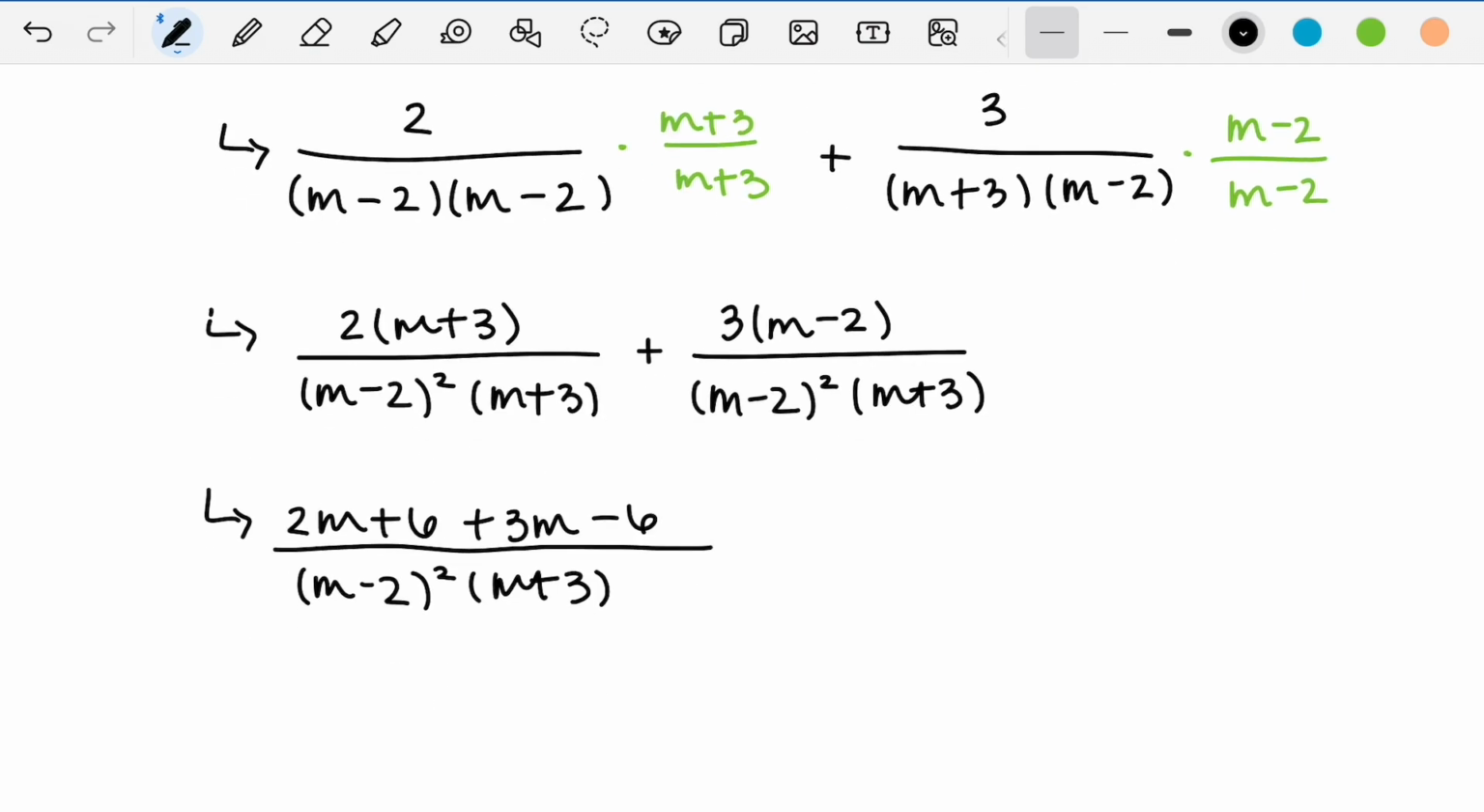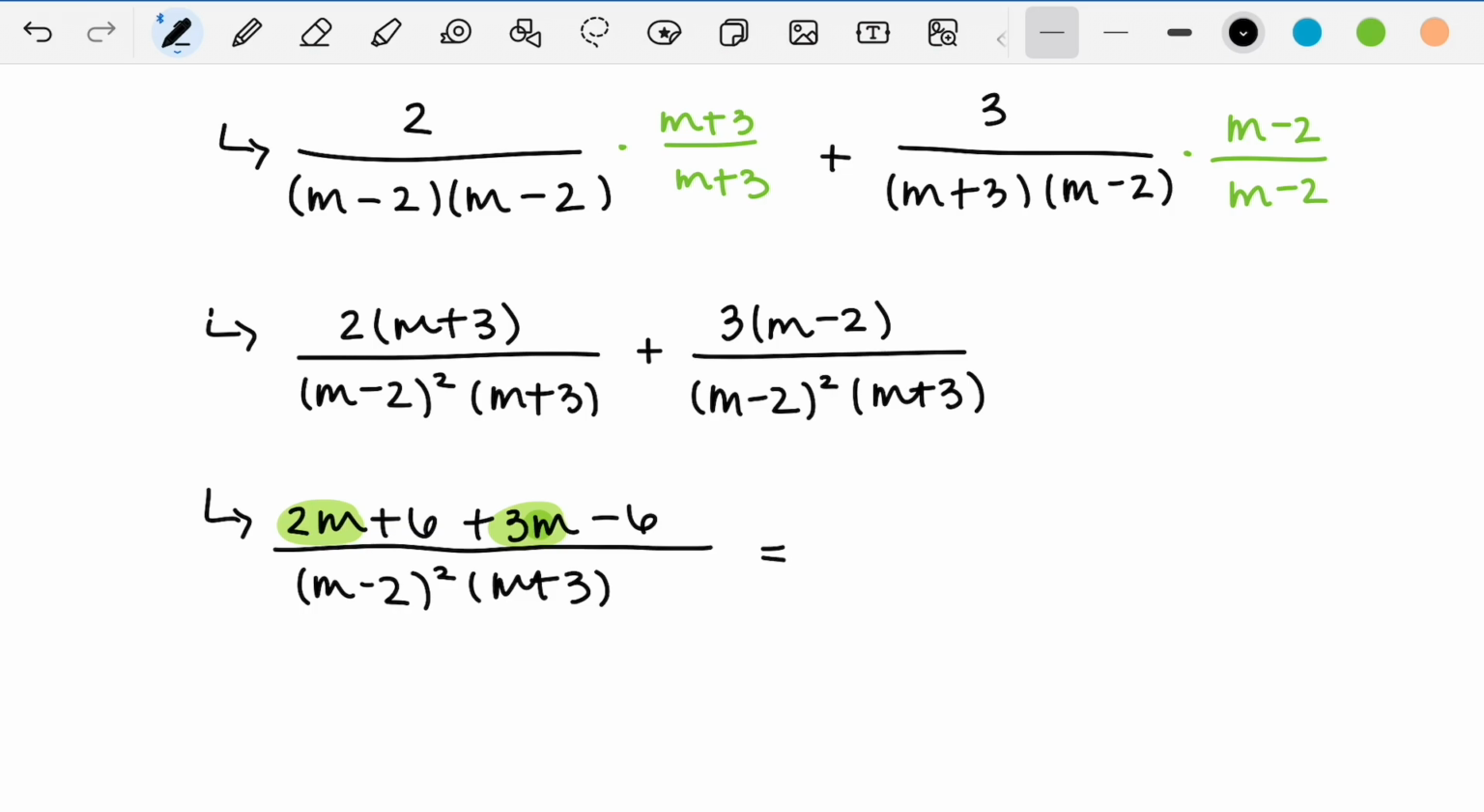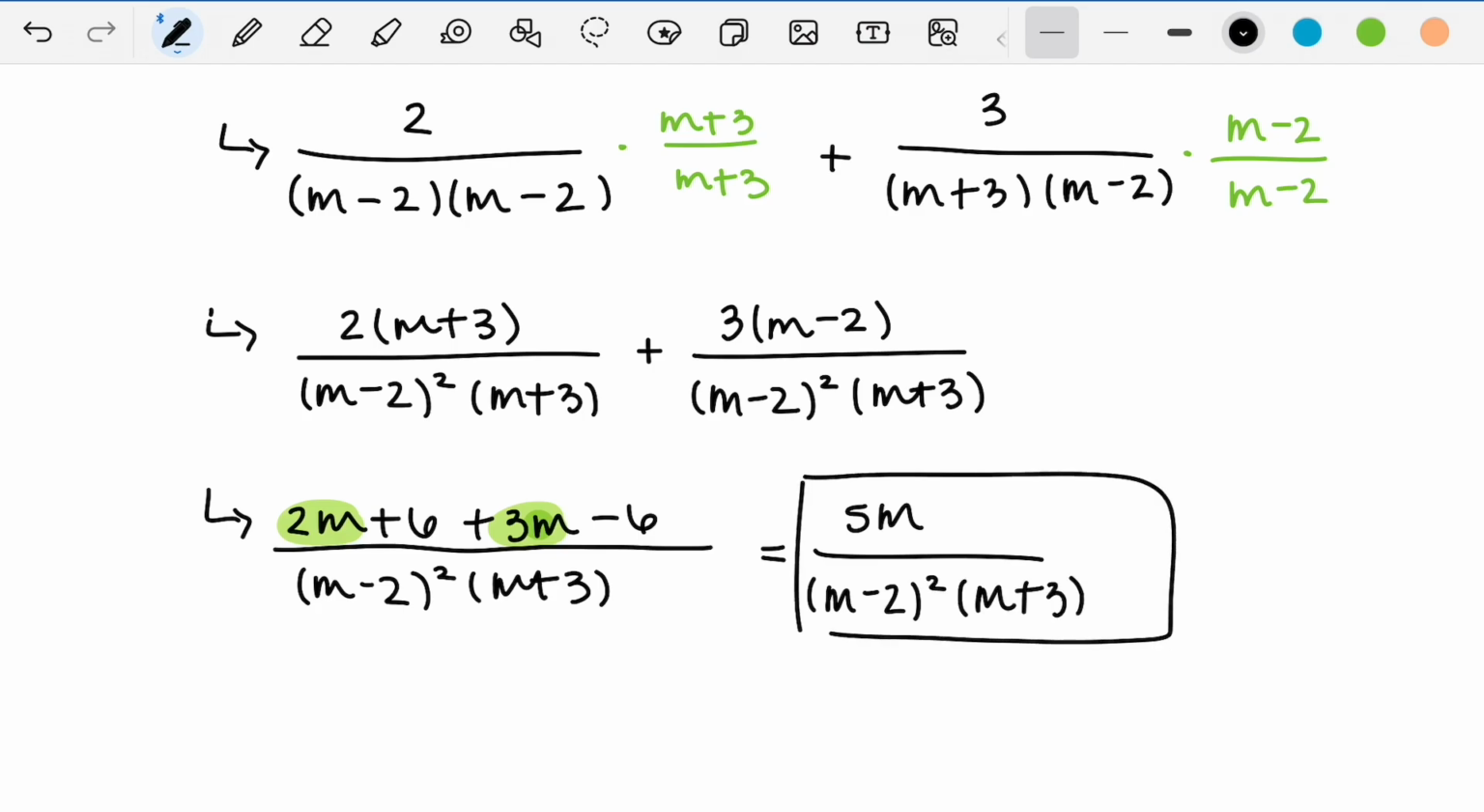Now from here, we can combine like terms and simplify. Notice that we have a plus 6 and a minus 6, so those guys are going to cancel, and then we have a 3m and a 2m. So adding those guys together, we're going to get 5m, and this is all going to be over our common denominator. So we can't simplify further, so this is going to be our final answer here.